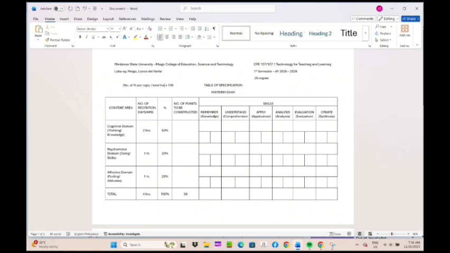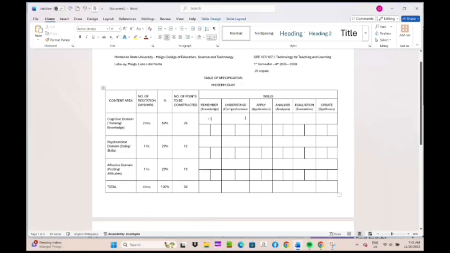Next, for the number of points or items to be constructed, we have a formula to compute. Divide the percentage by 100%, and then multiply by the total points or items to be constructed. So 50% divided by 100% times the total number of 50 equals 25. And for the other, we have 12.5. In that case, if there are decimals when computing the number of items, choose one that could be dominant over the others, or simply give the points to the other.